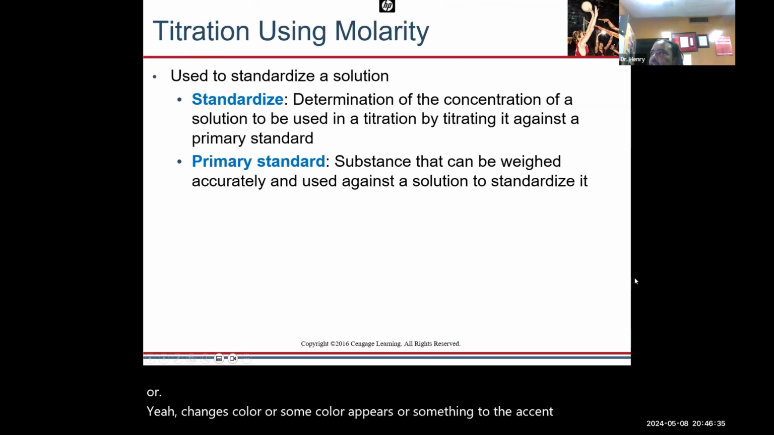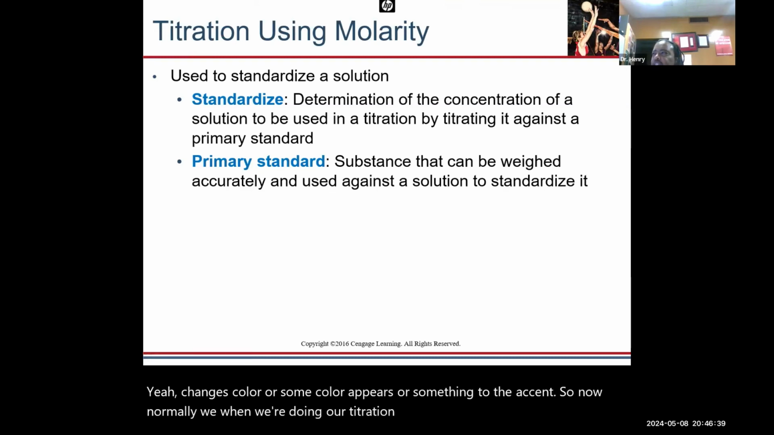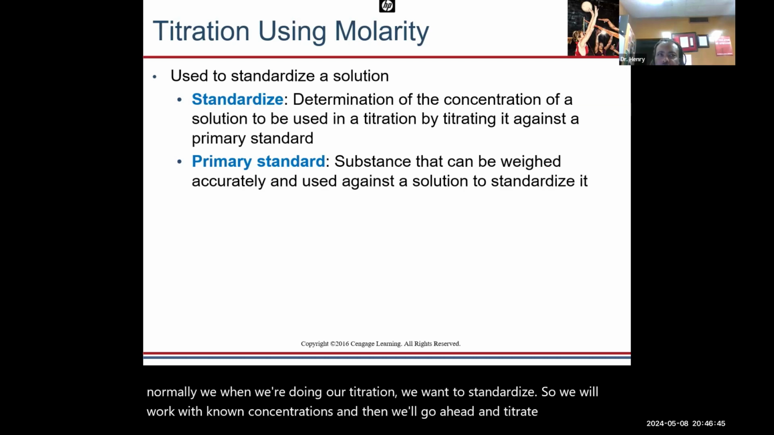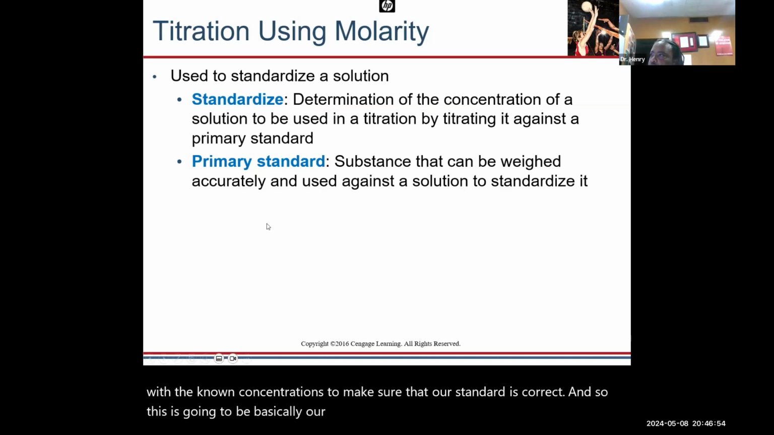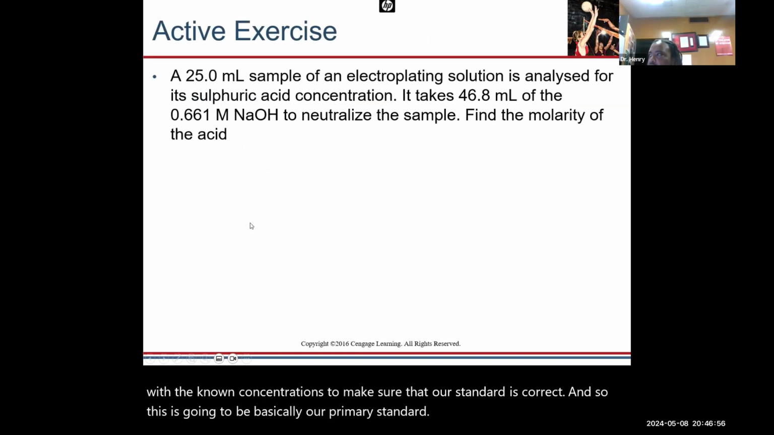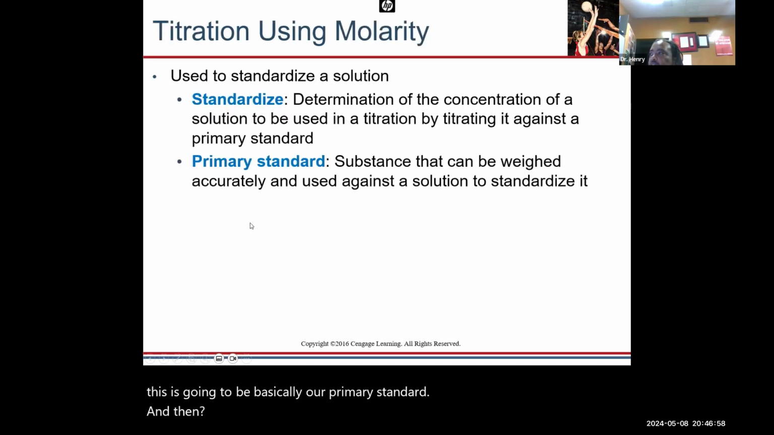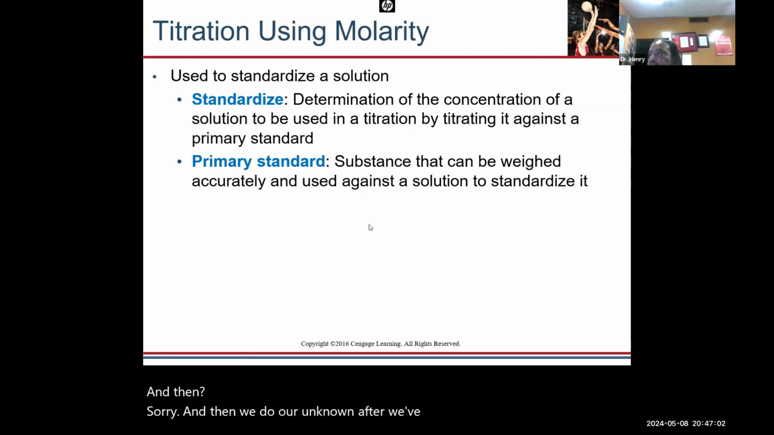Now normally when we're doing our titration, we want to standardize. So we will work with known concentrations and then titrate those with the known concentrations to make sure that our standard is correct. This is going to be basically our primary standard. And then we do our unknown after we've done our controls, in a sense.